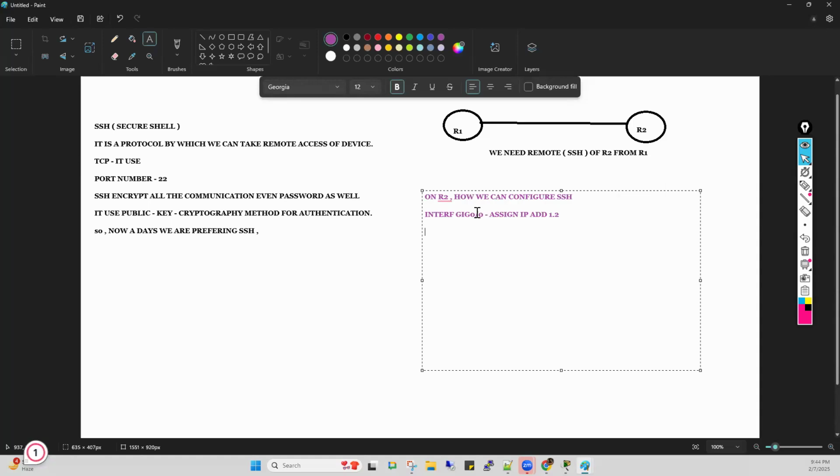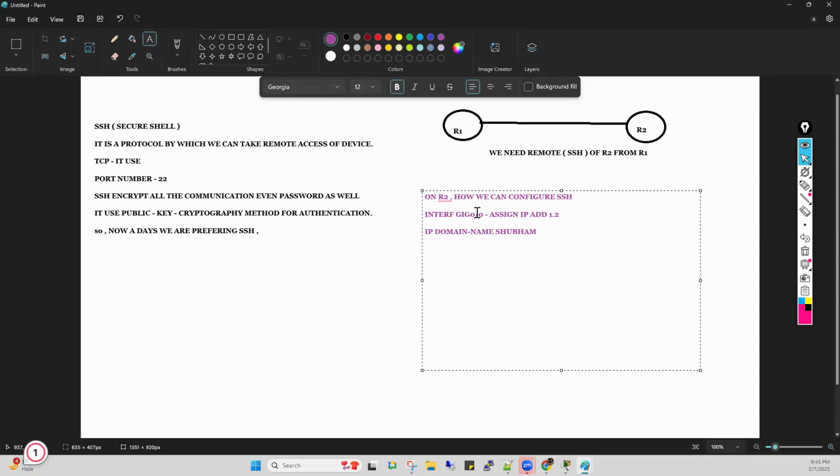After that, you need to write the command ip domain-name. You can configure any domain name here. For example, I am writing Shubham. I configure this domain name.